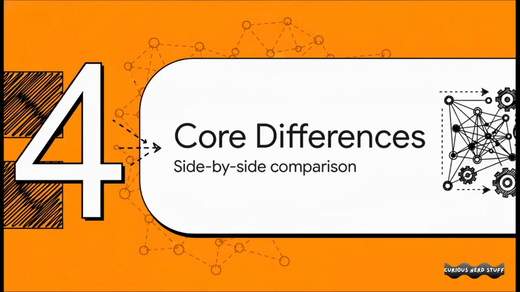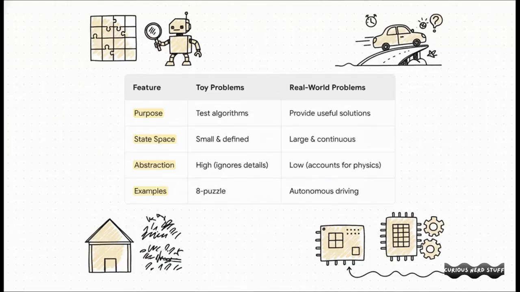So I think it's really important to pause and just nail down the key differences between these two types of problems. When you see them side by side, the huge leap in complexity becomes crystal clear. And this table just lays it out perfectly. The purpose shifts from simply testing an algorithm to actually providing a useful solution. The state space goes from small and perfectly defined to massive and often continuous.